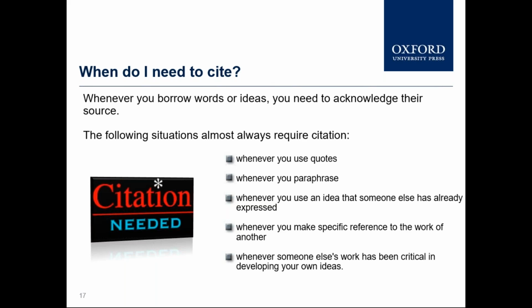When you are paraphrasing, that means you are rewriting somebody else's work in your own language. The idea is still somebody else's. Just because you are paraphrasing, you are writing it in your own English, does not mean that you are not cheating. So even then you need to cite. When you're using an idea that somebody has already expressed, the idea is not yours, somebody has already said it. So you need to give that person credit. Whenever you make specific reference to the work of another, and whenever someone else's work has been critical in developing your own ideas.